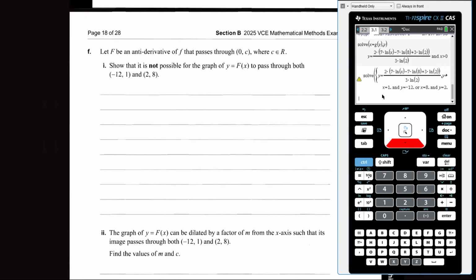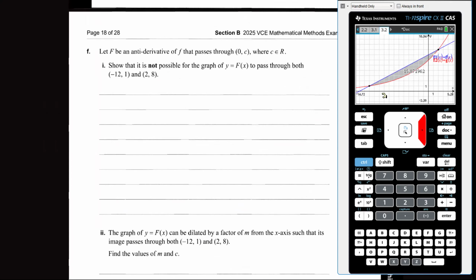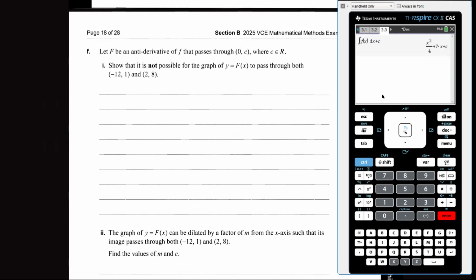Okay, F is an antiderivative of f that passes through 0, c. So basically, you could say integral f of x, comma x at a c. So you get that function. Now we can call it F of x. Is it not possible to pass through both points? So if I have F of minus 12 equals 1, you can get a c value, and F of 2, comma 8, we have another c value, but you can see these two equations are different.